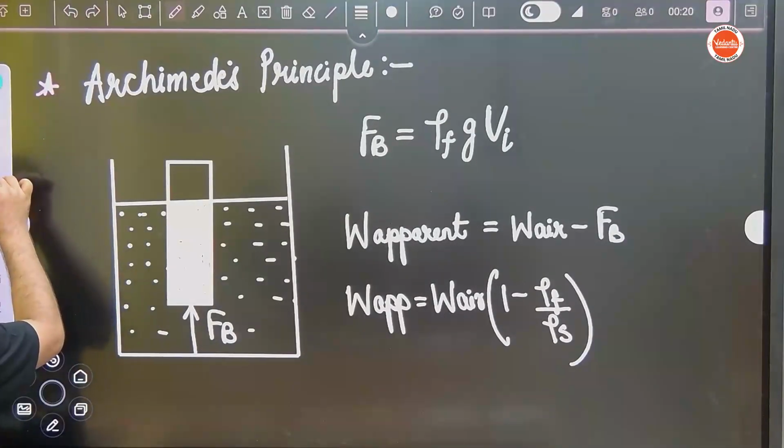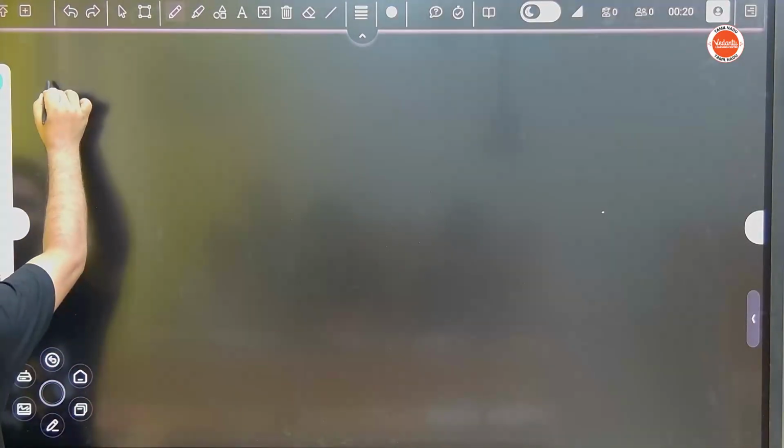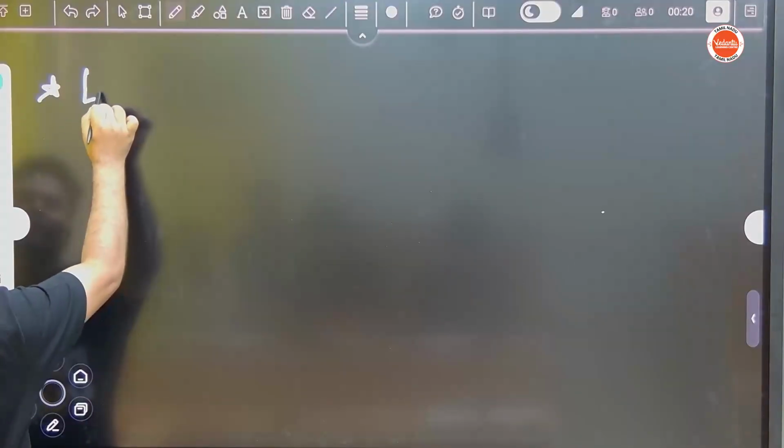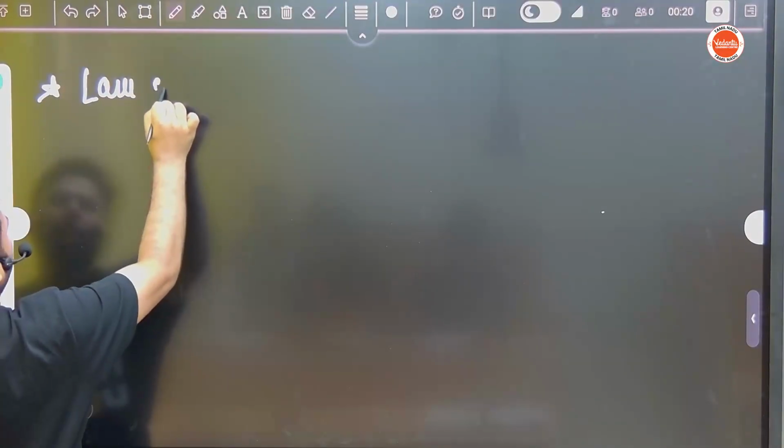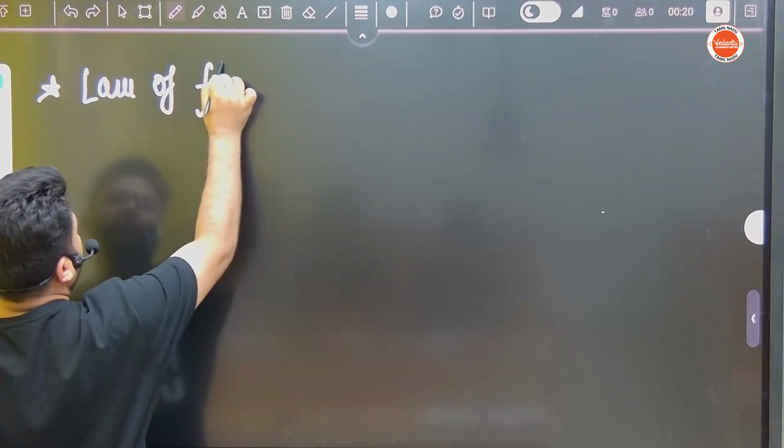Next, law of flotation. Law of flotation.